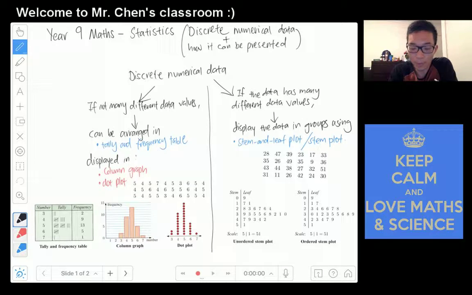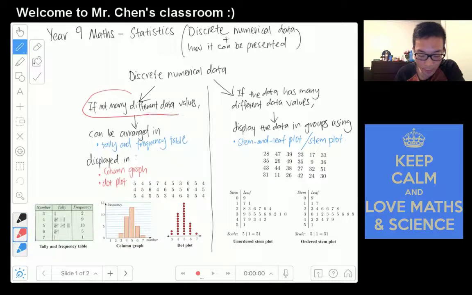So today we're only going to look at discrete numerical data and also how it can be presented. There are two ways to present discrete numerical data. It depends on whether you have a lot of different data values or not many different data values. I'm going to show you an example. We're going to look at this one first, on the left hand side.